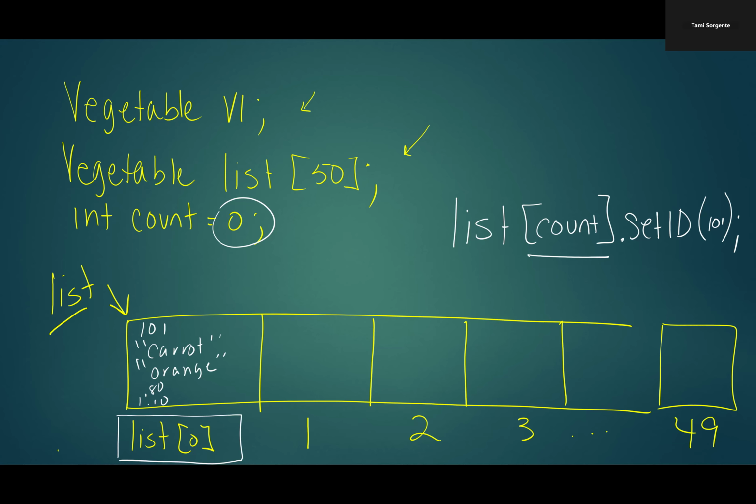Then when I add one to count, I say count plus plus, or count equals count plus 1, or count plus equals 1, then this is going to be my next empty vegetable. So count is 1 when it's at index 0, count is 2 when I have 2 in there, count is 3 when I have 3 in there, and that's how we're going to keep track of our partially filled static array of objects. So let's get started with the code.